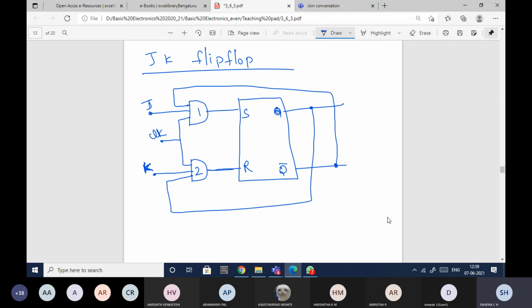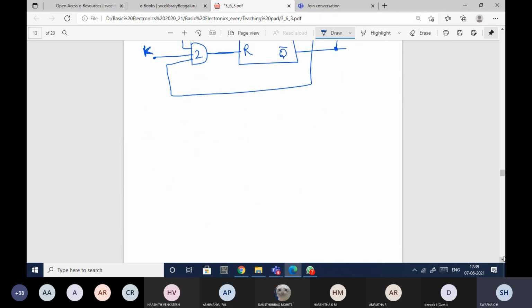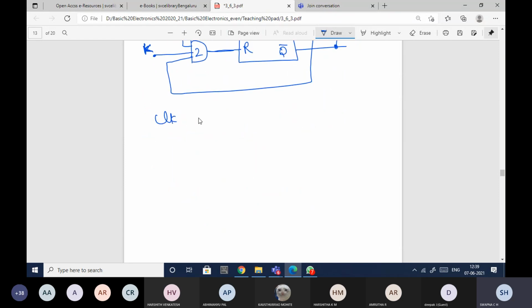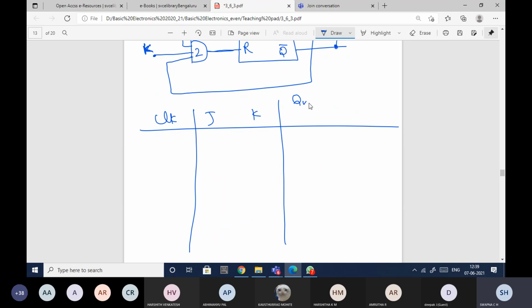Again here we need to analyze. So clock, J, K, present state Qn, and next state Qn plus 1. Again I need to analyze here.